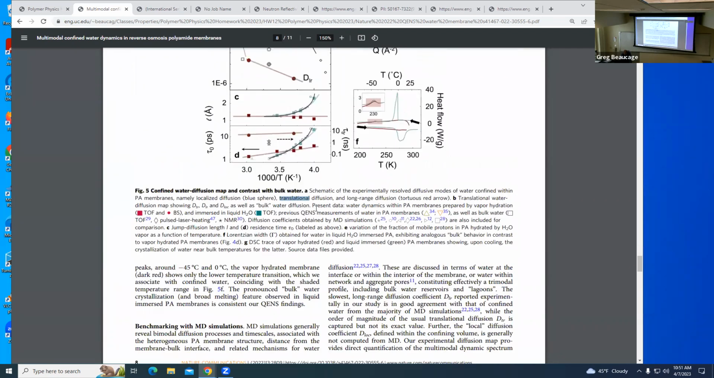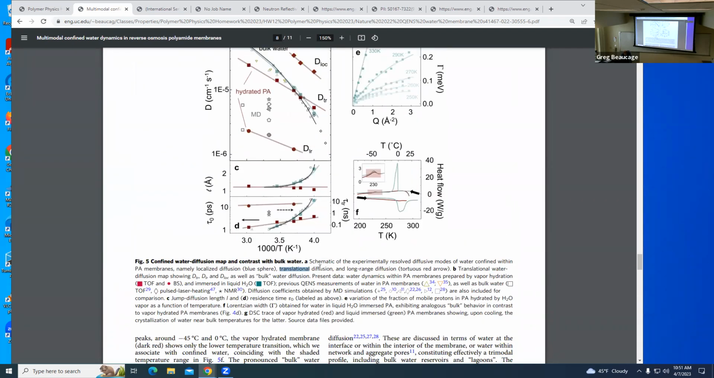Then what else is in this figure here? Sounds like you guys know more than I do about this. I get confused, but: long-range diffusion, tortuous red arrow. Then B, translational water diffusion map showing the diffusion coefficient as well as bulk water diffusion. Present data, water dynamics with vapor hydration, time of flight, and backscatter, immersed in liquid water, time of flight. So they only did one measurement, the immersion people. They didn't do a backscatter. And then previous Quinn's measurement of water and PA membrane. That's the triangle things.